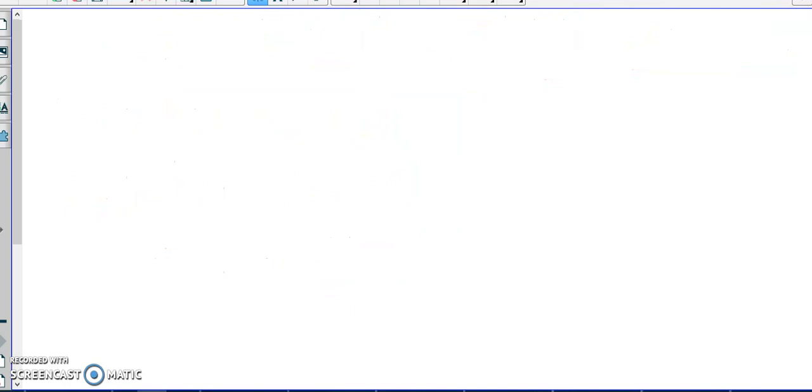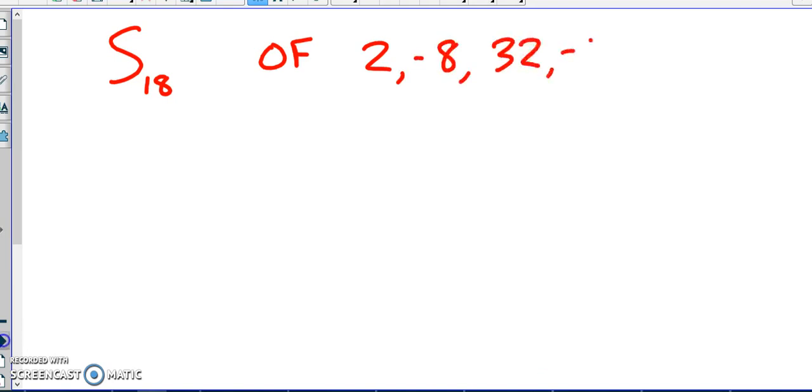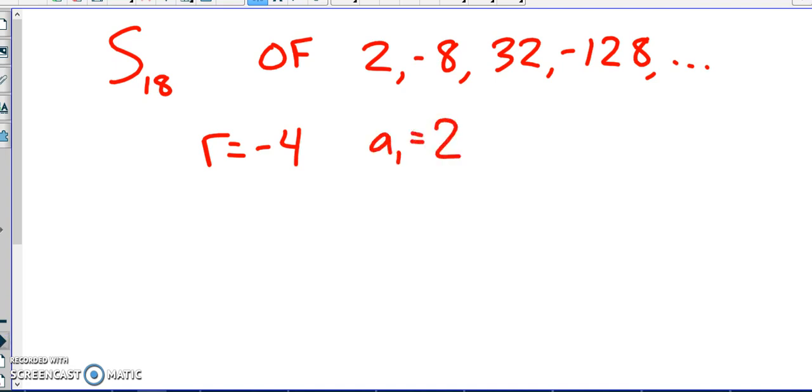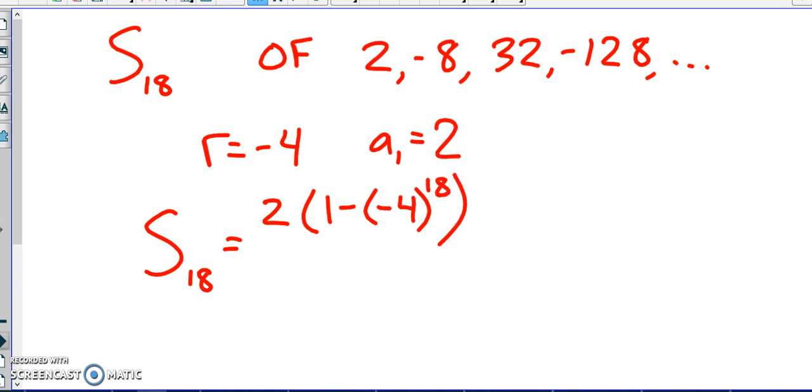Let's find the sum of the first 18 terms. I want to find S18 of 2, negative 8, 32, negative 128, etc. Notice that I can find the common ratio. The thing you're multiplying by every time is negative 4. And of course, a1 is 2. So S18 is a1, which is 2, times 1 minus negative 4 to the 18th power over 1 minus negative 4.